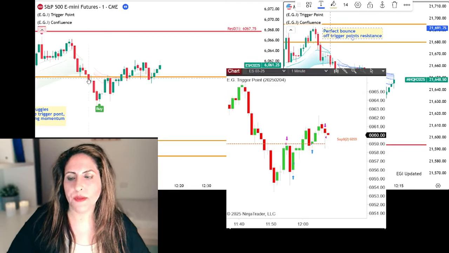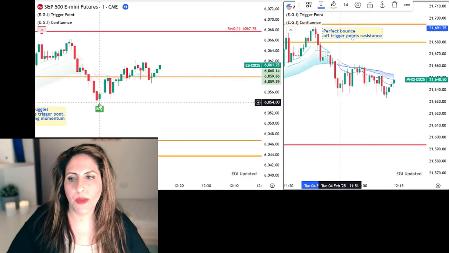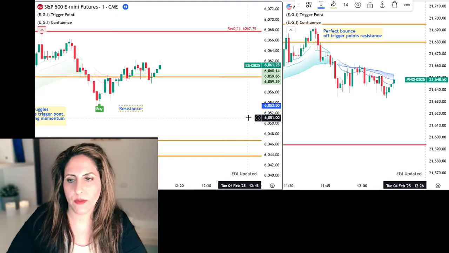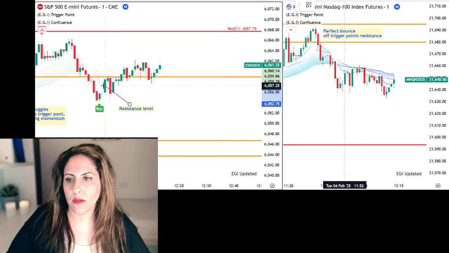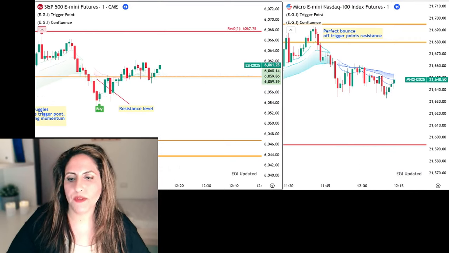At this point, when ES broke, retested, and bounced, this indicates that it's a resistance level. Okay? Providing you with a beautiful opportunity to take a short trade here.